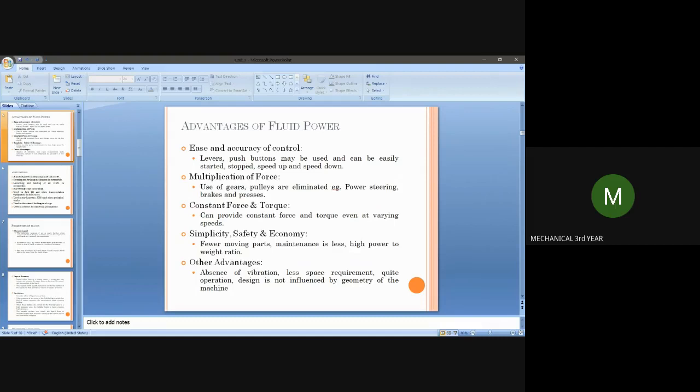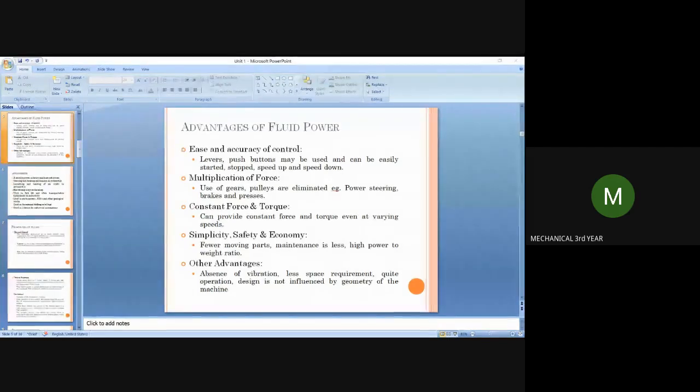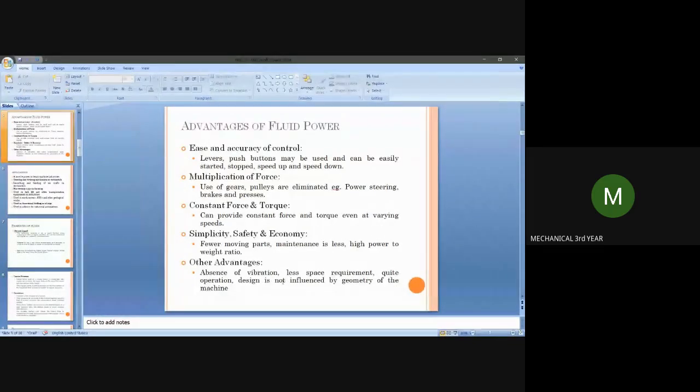Okay, so simplicity, safety, and economy. It is very economical when compared to the conventional method. Rather than going with gears and heavy equipment, we can make use of smaller equipment for performing the same action. We can go for hydraulics and pneumatic systems rather than using a gear assembly. So that is what simplicity, safety, and economy means.